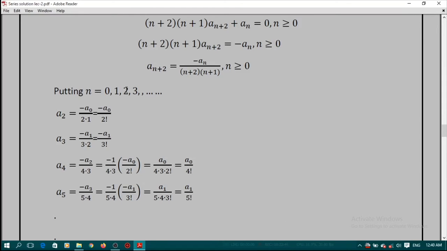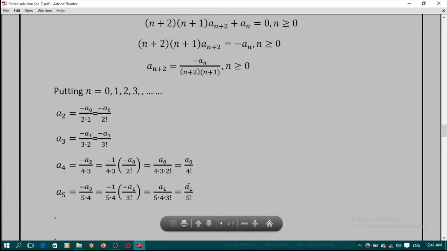Now if we put n = 3 here, we have a5 = −a3 divided by 5·4, and after substituting the value of a3, we get a1 divided by 5·4·3 factorial.